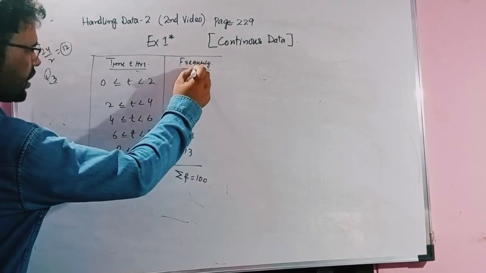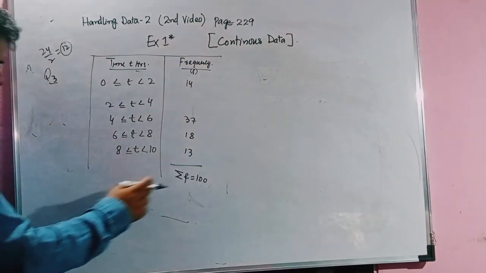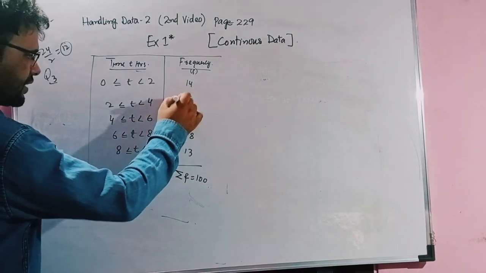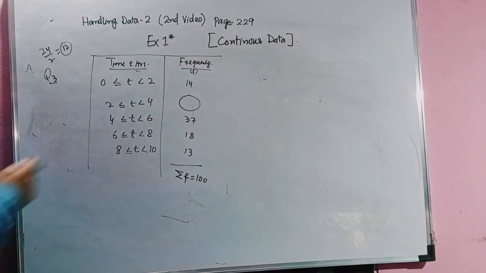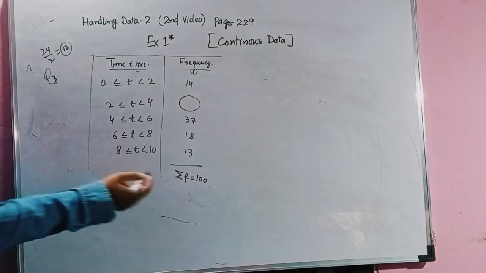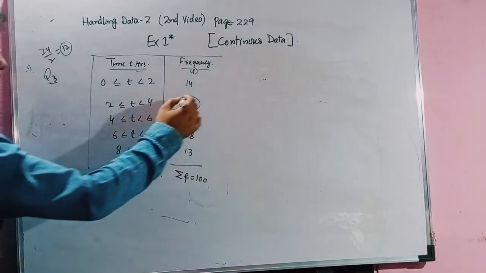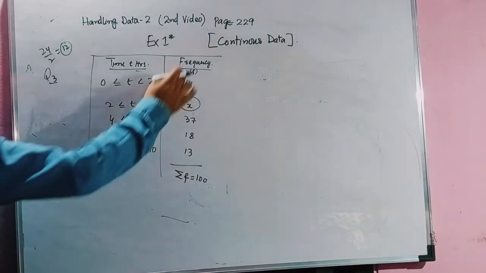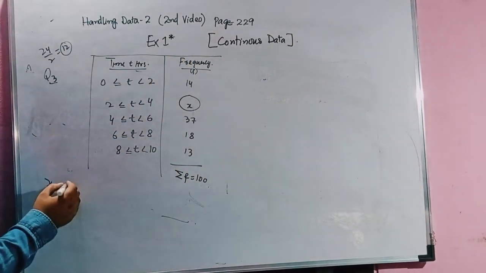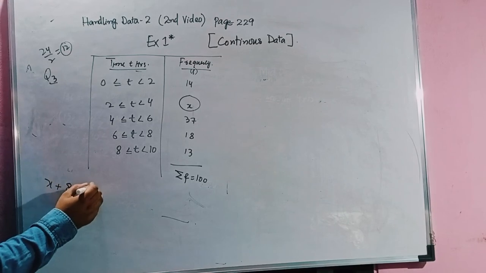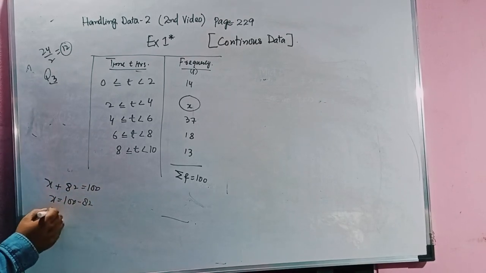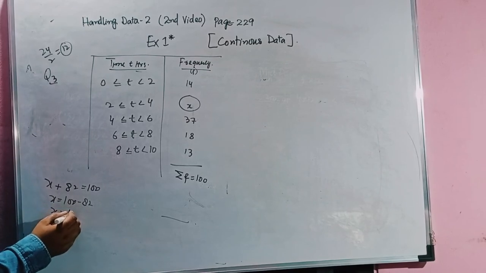This is frequency f. So the total is 100. I need this missing value. How to find this? It's very easy. I have the total frequency of 100. Let it be x. So I write x plus the sum of all these, that is 82, is equal to 100. x is equal to 100 minus 82.